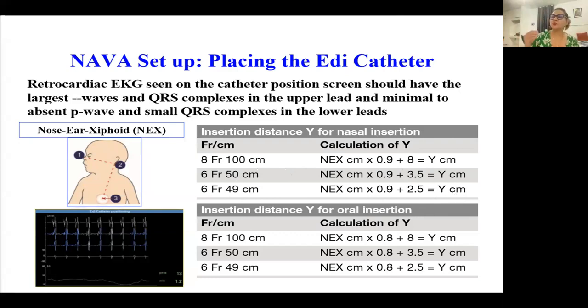You need to know what length to put to begin with, what NAVA level I will start, and then how to titrate will come next. So this is the length you calculate to begin with. For oral insertion, again, if 8 French 100 centimeter, NEX into 0.8 plus 8. If 6 French 50 centimeter, NEX into 0.8 plus 3.5, and NEX into 0.8 plus 2.5 for the 49 centimeter. So these are the lengths given. That is how you calculate the length.